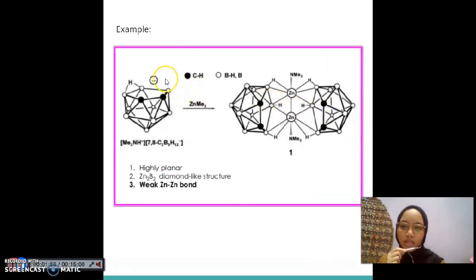First, this structure we react with ZnMe2. So we get the structure of metallocarborane which contains Zn. It is a highly planar Zn2B2 dimer-like structure, and also has a weak zinc-zinc bond. So that's all from me. Thank you.